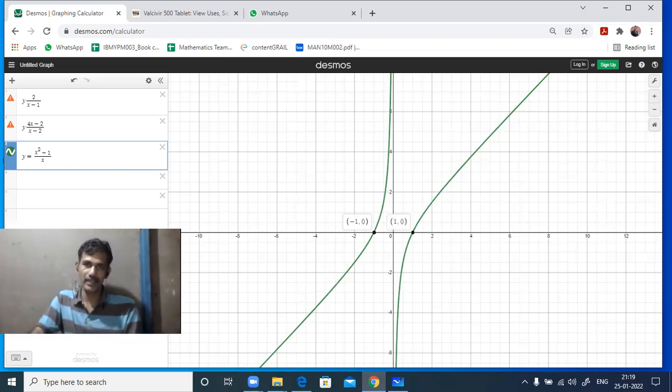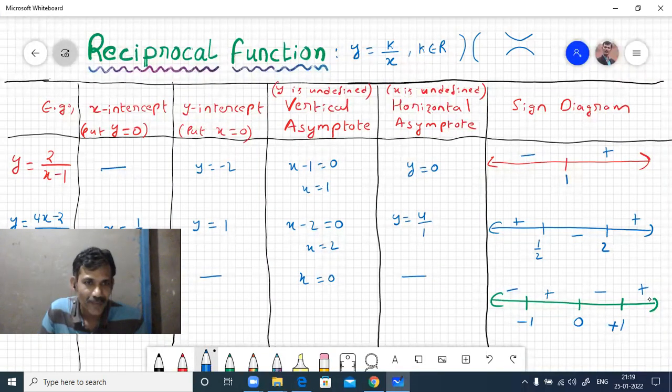Two intercepts are there. Three critical points are there: 1, 0, and minus 1. So signs are changing like this, and the behavior is like that. Three different cases we have discussed today.